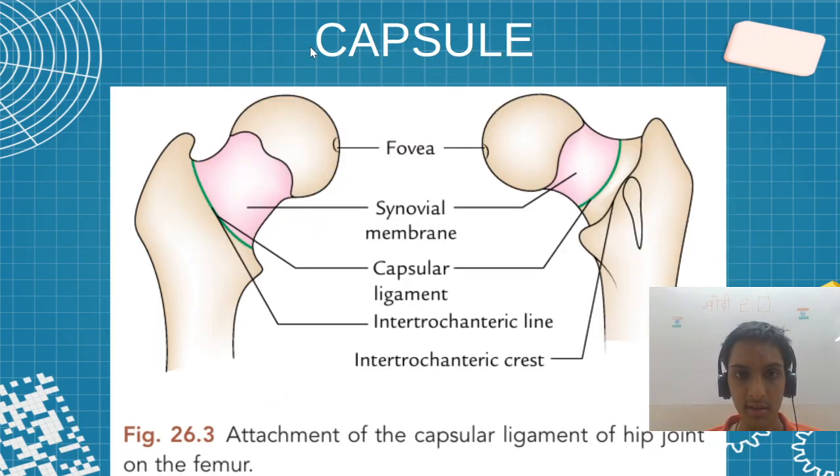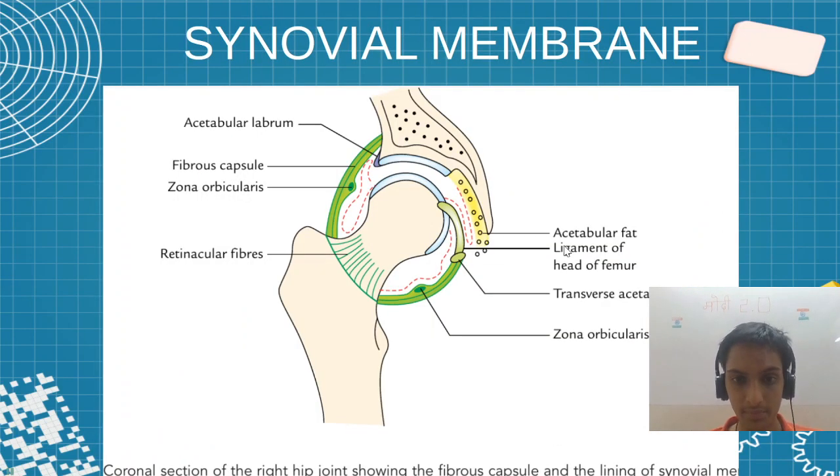Let us move on to the capsule. So you can see the attachment of the capsule. It will be in the intertrochanteric line over here. The capsule attaches here, the intertrochanteric line. You are seeing that. That's the location of the capsule.